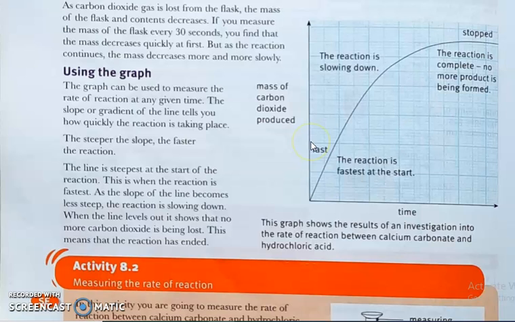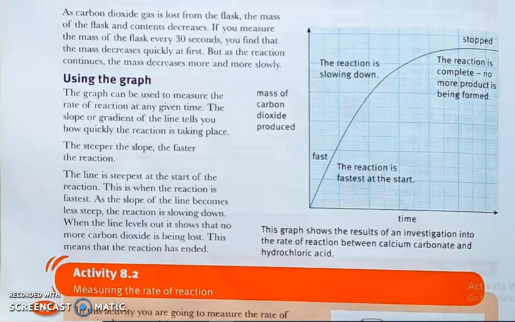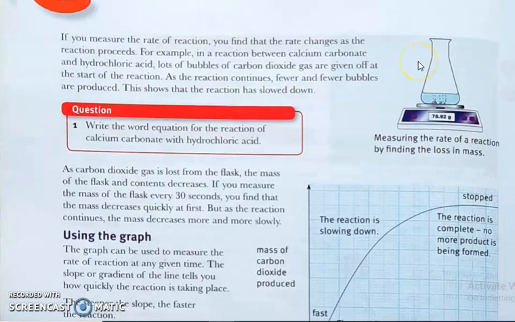So how is the mass of carbon dioxide produced calculated? Here in the flask we are calculating the mass that is lost. Whatever mass is lost, that much mass of carbon dioxide is produced. I repeat, in this particular flask we are finding the loss in mass. Whatever mass decreases, that much carbon dioxide is produced, right?